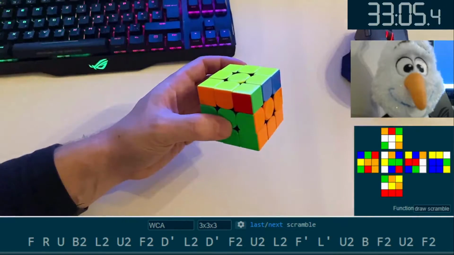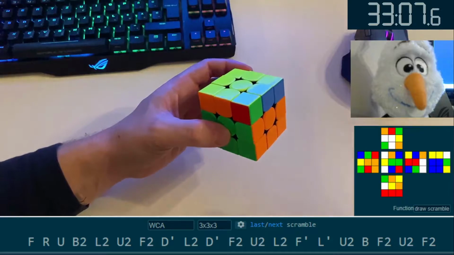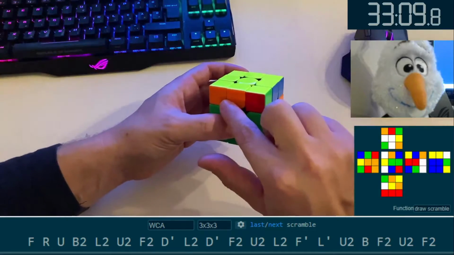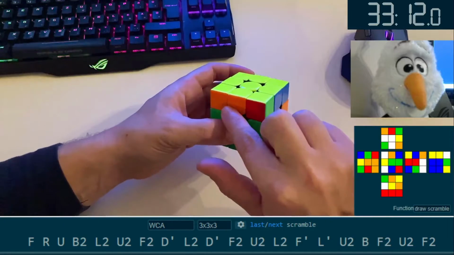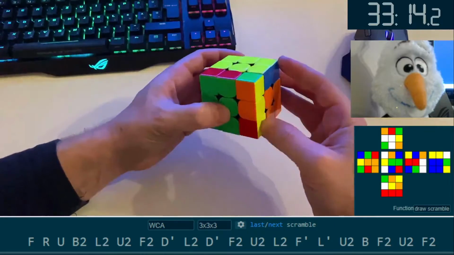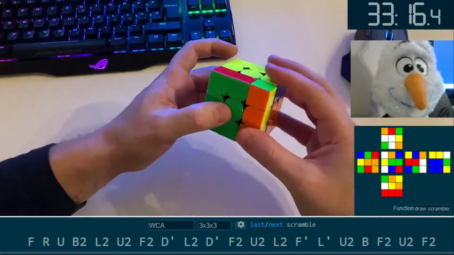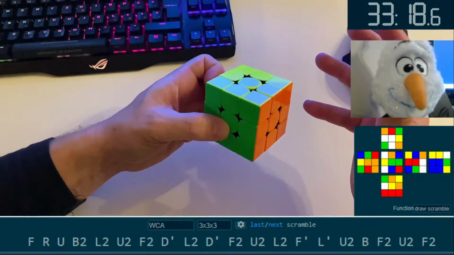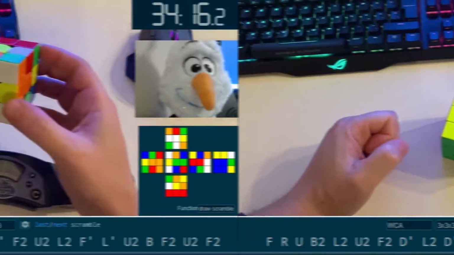And yeah, I don't know, the fifth Y perm here. Okay, we need a U prime because these are the markers for that. And that's it.